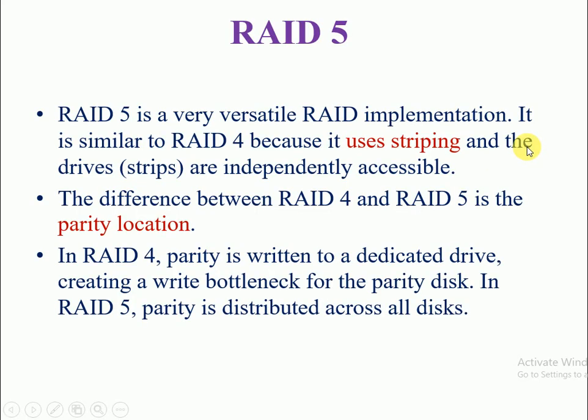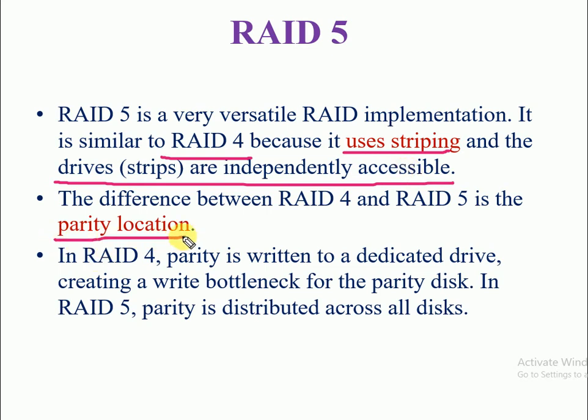Now we will look into the RAID 5 architecture. It is a very versatile RAID implementation. It is similar to RAID 4. It is almost similar to the previous case, but it uses striping, and the strips are independently accessible. So not like the previous case where we can access all the strips together. Here we can access individual strips independently. So RAID 4 and RAID 5, the difference is the parity location, so where we are storing the parity information.